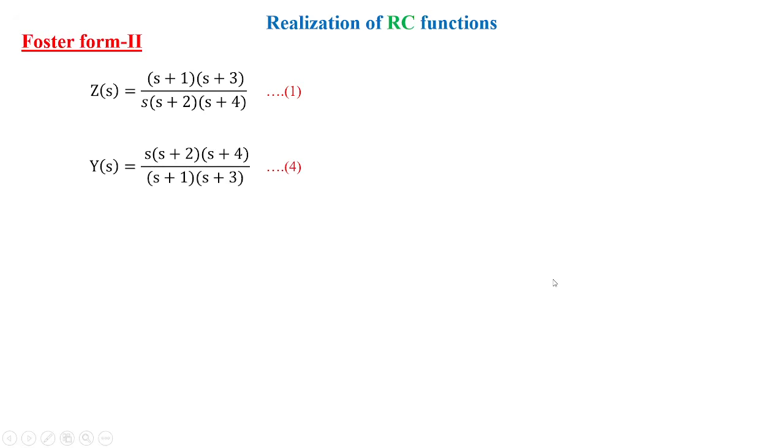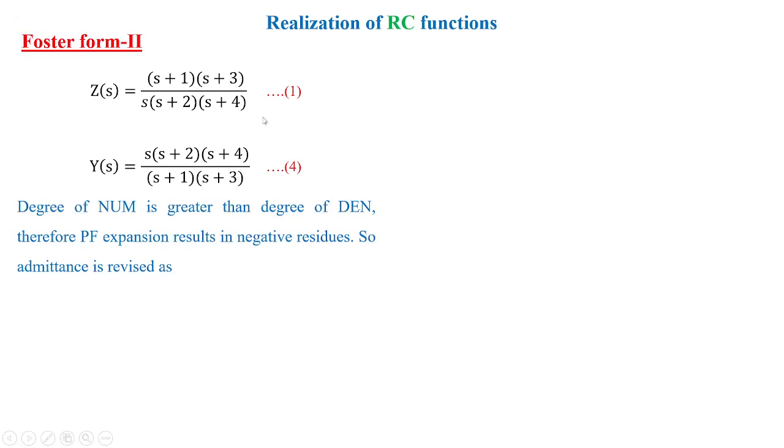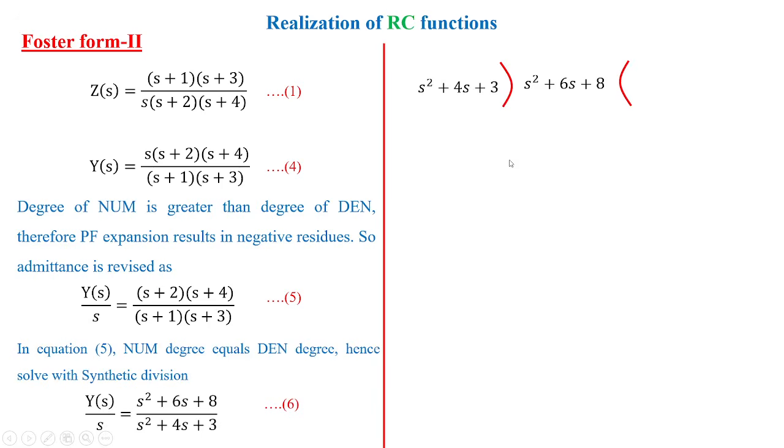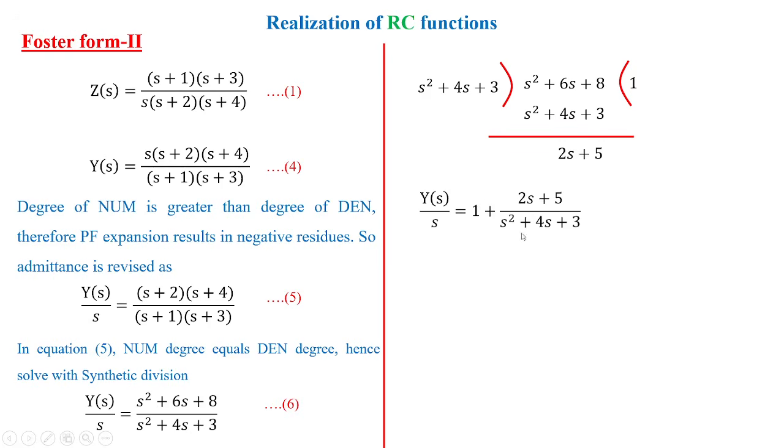On another basis, we can go with Foster form 2. You just take the inverse of equation 1, identify the numerator degree and denominator degree, but here the numerator degree is greater than the denominator degree. So we'll take Y(s)/s because residues will be negative. So Y(s)/s is in synthetic division form. We'll apply synthetic division and obtain the value of Y(s)/s, which is obtained to be 1 plus (2s+5)/(s²+4s+3).